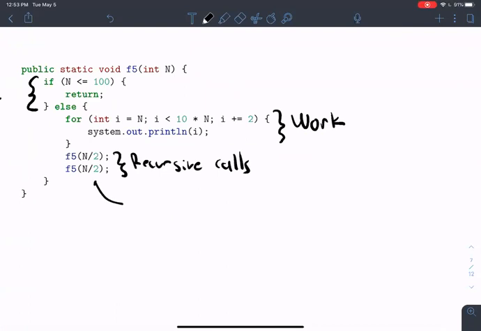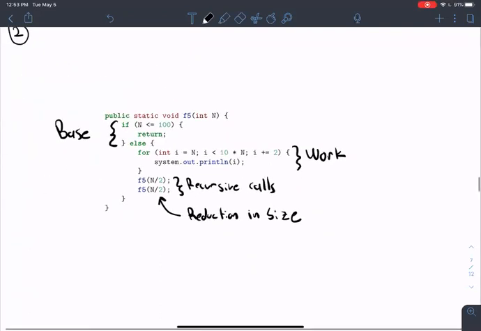And then this is also important, the parameter. I don't think there's a formal name for it, but I usually call it the reduction. Yeah, let's call it reduction in size. That's what I've said before. So these are the important parts of any recursive function when we're doing asymptotics.